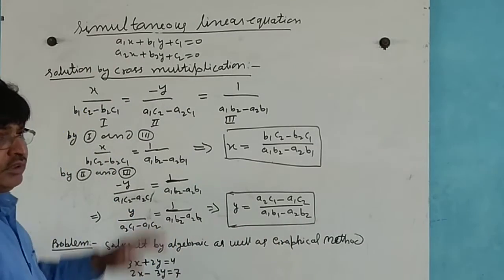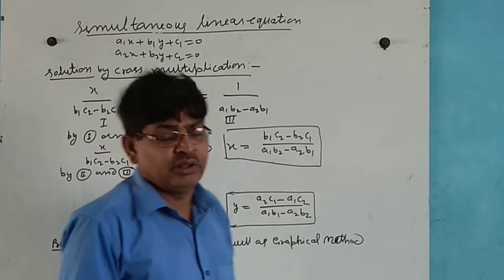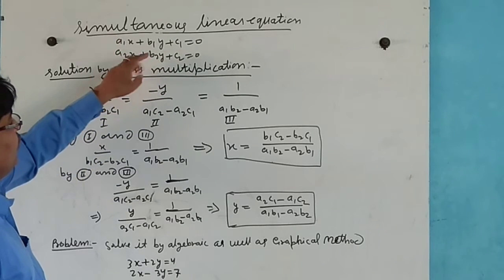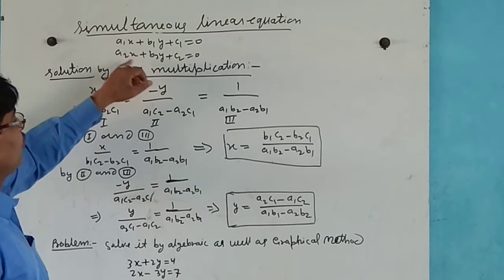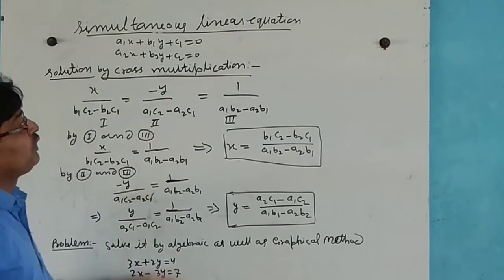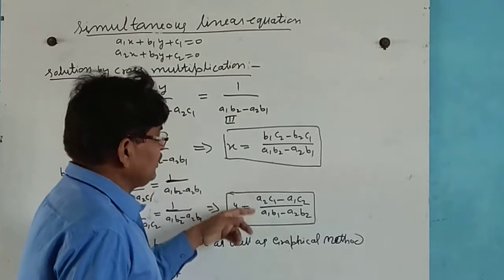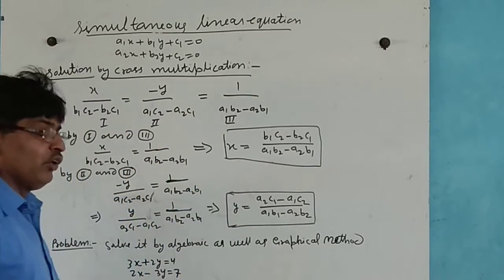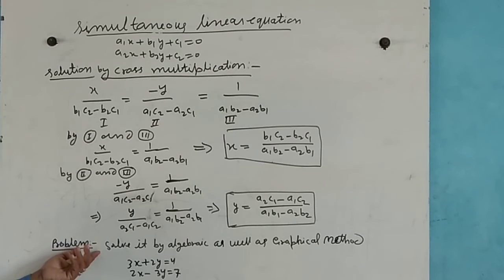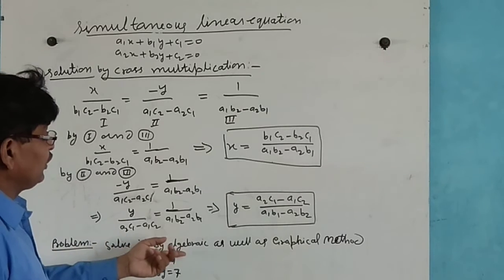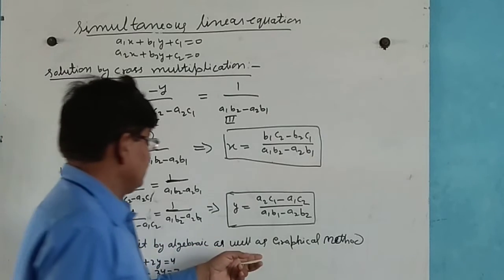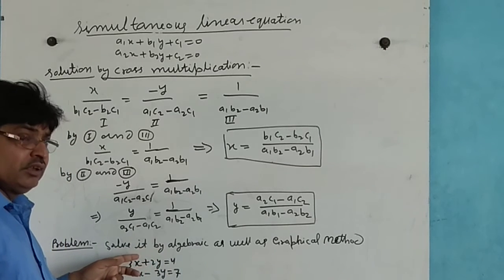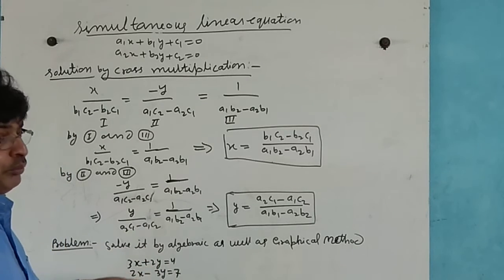For such types of equations, first of all, compare the given equations with this form, and we get the values of a1, b1, c1, a2, b2, c2. Put those values in these positions, and we get the values of x and y directly. Now we take an example problem and solve it by algebraic as well as graphical methods.